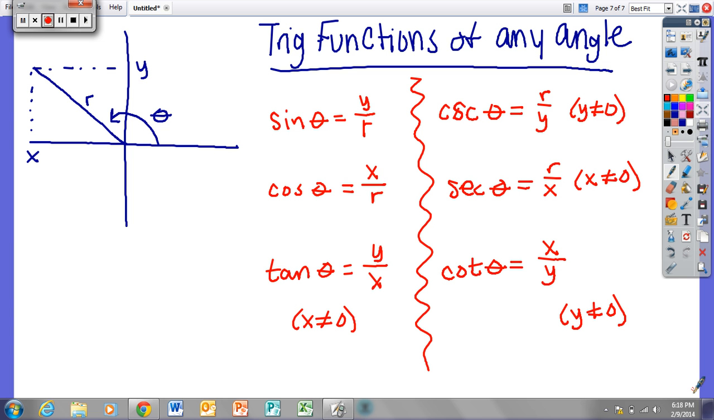Remember, the radius is always going to be a number bigger than 0. It's never going to be 0. You can never have a negative or a 0 radius. But some of your x or y values might be negative or 0. If they happen to be 0, some of them are undefined, which is why I wrote when x is not equal to 0 down here and right here, and when y is not equal to 0 here and here. If for some reason, say y is equal to 0, and we'll look at some of these examples in a little bit, if y is equal to 0, you can't do some number divided by 0, so that means the cotangent function would be undefined for that example.